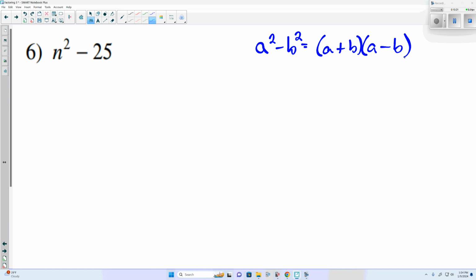So if we look at this first one here, n squared minus 25, is n squared a perfect square? We could rewrite it as n squared. It's pretty much the same thing.